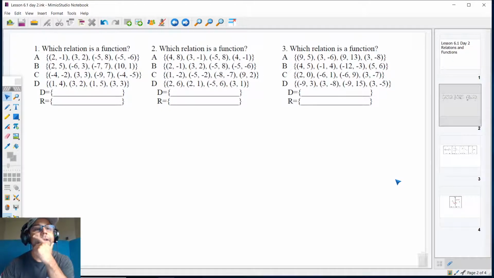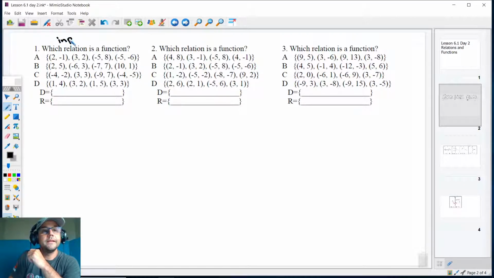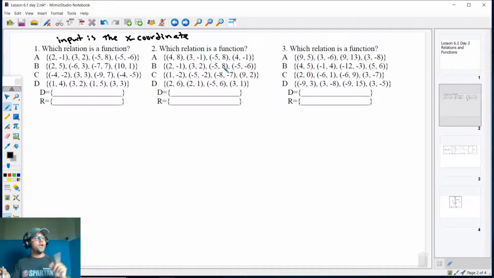So I'm going to do 3 quick problems for you. All right, which relation is a function? We're going to start with that, and then we're going to proceed into the domain and range idea. The easiest way to do it is look at the input, and remember the input is the x coordinate. On an ordered pair, the x coordinate is first, so we're going to look at the first number. And again, we want one and only one output.